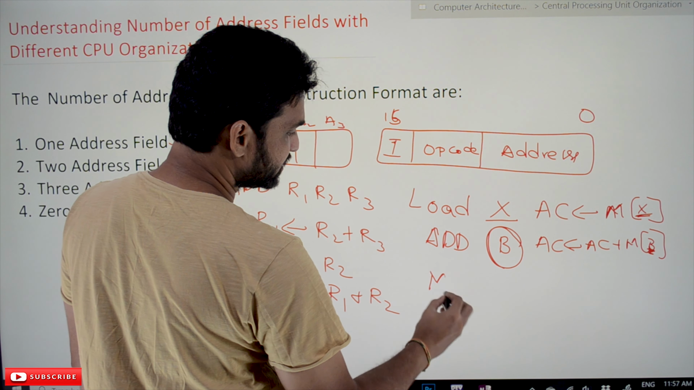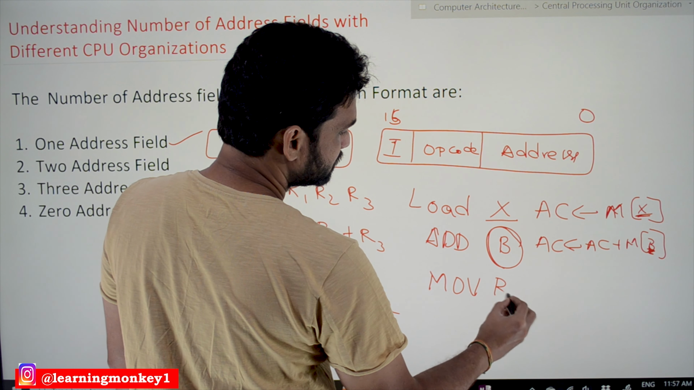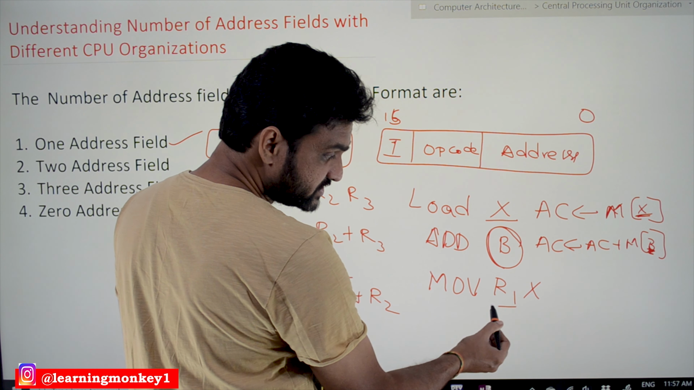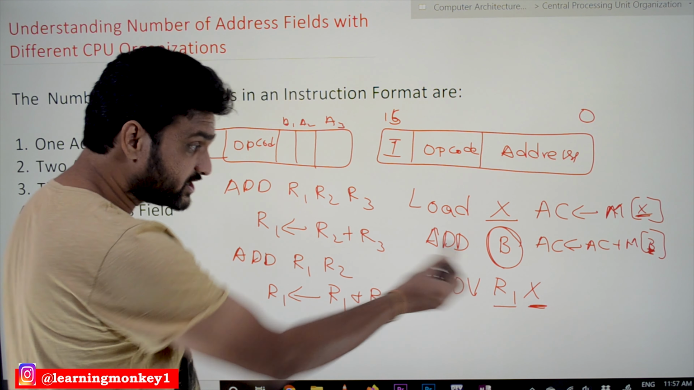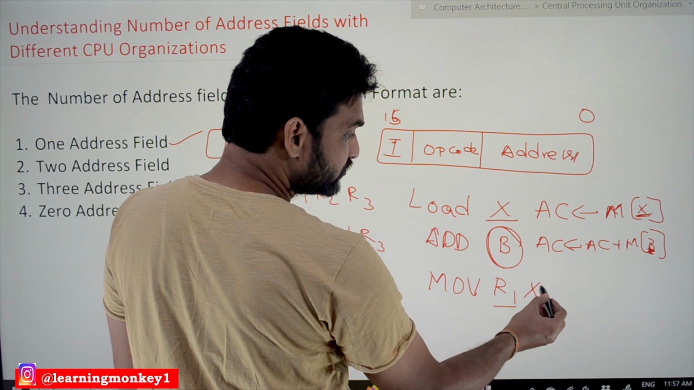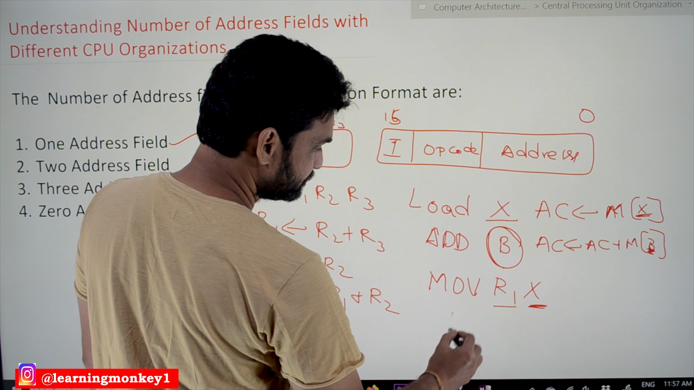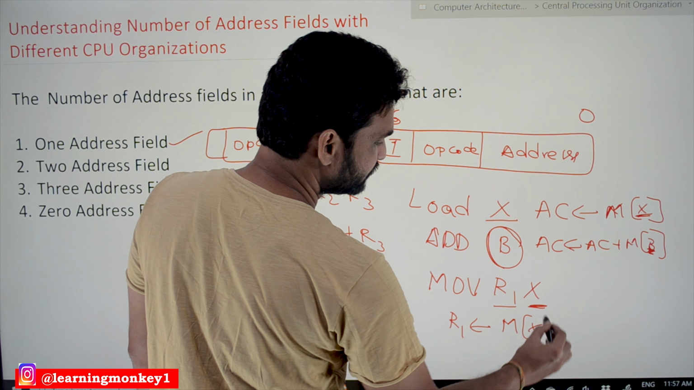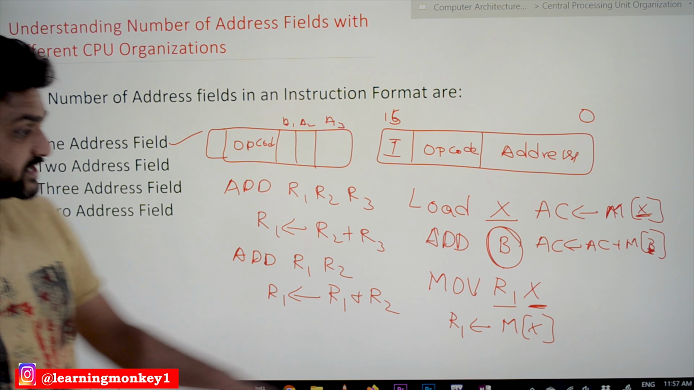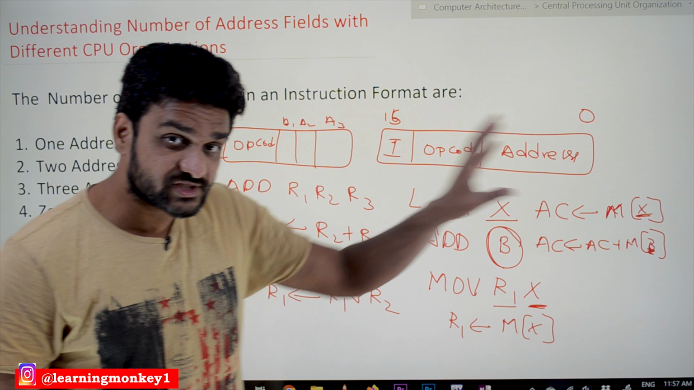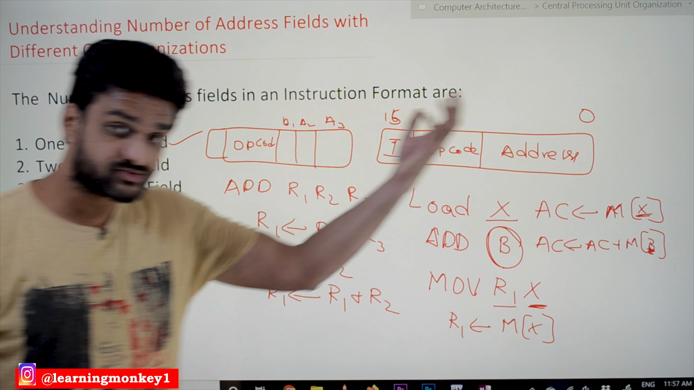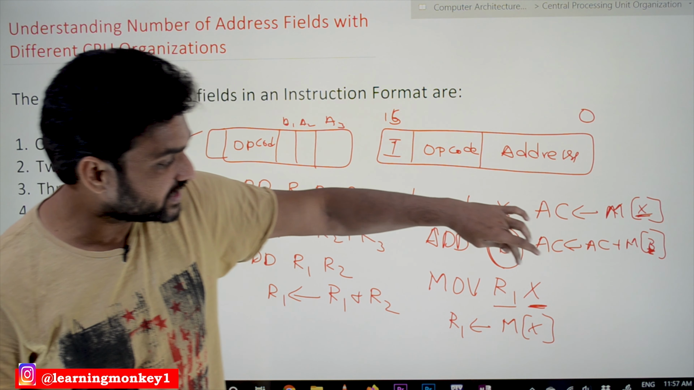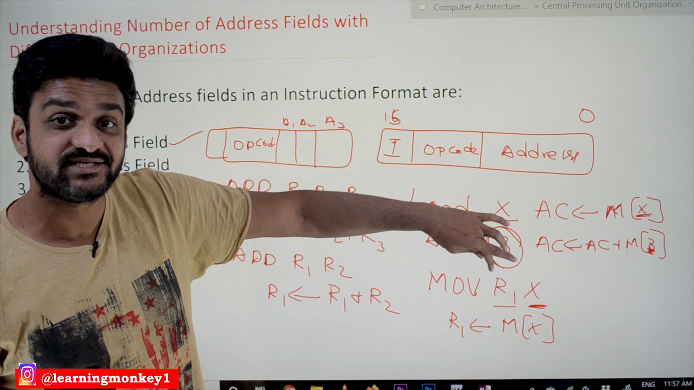For example, if you take move R1 comma X. So this address field can be an address register or a memory operand. What it means is we have to move the value in this memory location. So the register R1 has to be loaded from memory address X. Whatever value is stored at this location has to be fetched and stored onto R1. So this is a memory operand address and this is a register address.